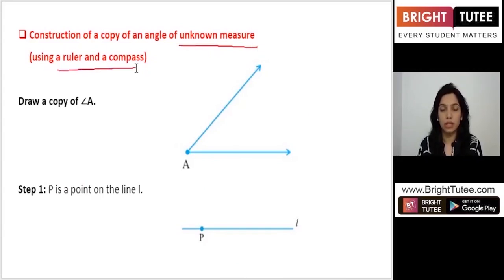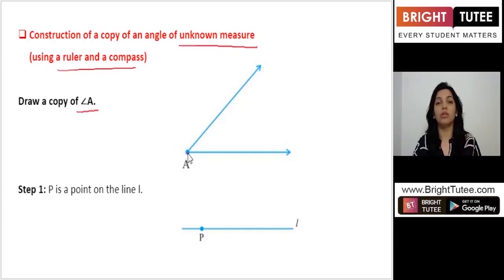So get ready with the tools of your construction. We are going to draw a copy of angle A. Here this is the point A, the vertex of this angle, and I hope you do remember that we can name an angle by the vertex itself, right? So angle A is what we are going to draw.